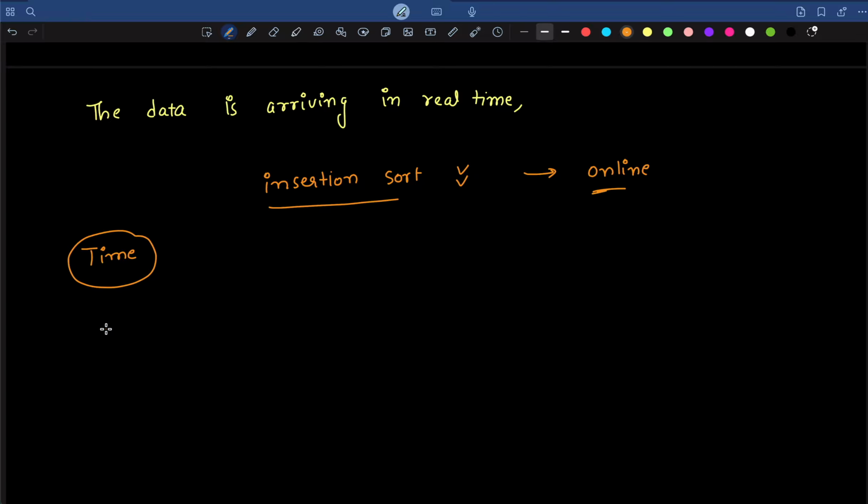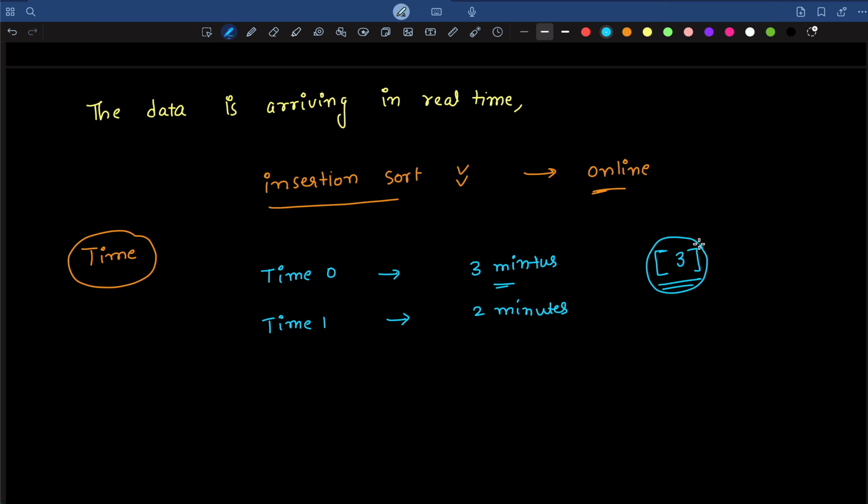In terms of time, at time 0, one driver responds saying that I am 3 minutes away from you. At this point of time my list or array contains only one element. After some time, another driver responds, maybe at time 1, saying that I'm 2 minutes away from you. At this point of time, I have two elements. Now you insert 2 into an already sorted array.